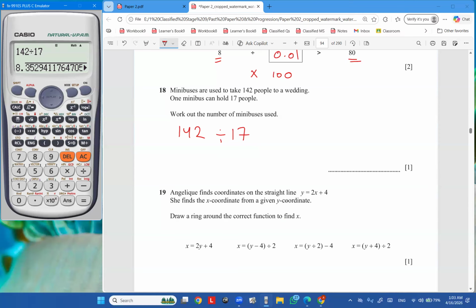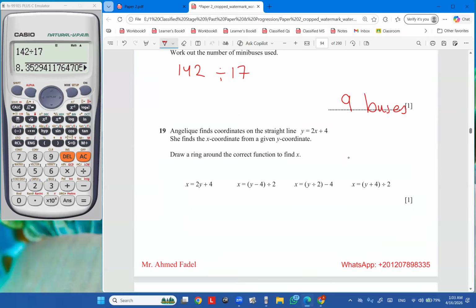Don't write just 8 buses, because if you write 8 buses, that means that you're leaving some people out. You need to take them all. So to take 142 people, so no one is left out, you must round this up. We're going to need 9 buses. The last bus is not going to be complete. Yes, exactly, but we still need 9 buses to take the 142 people.